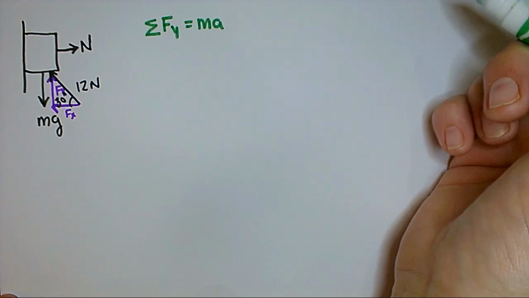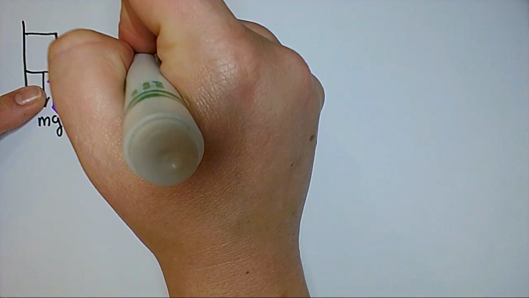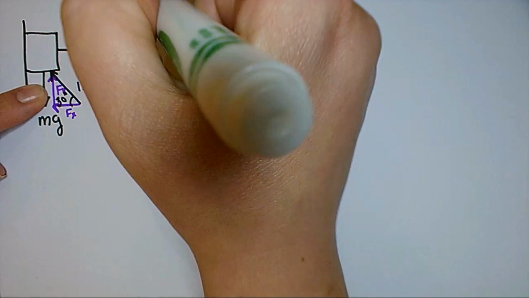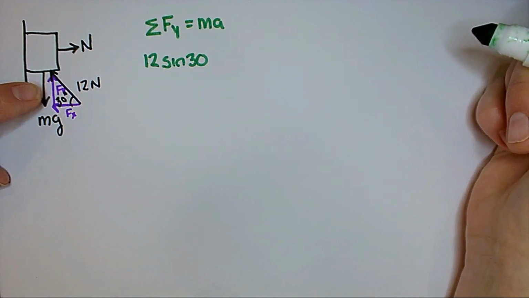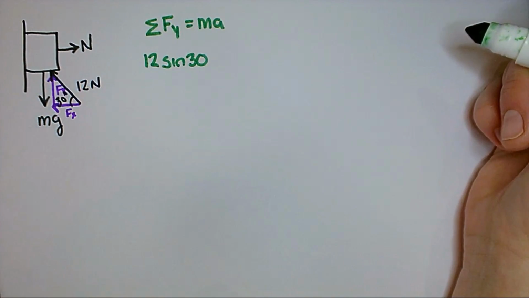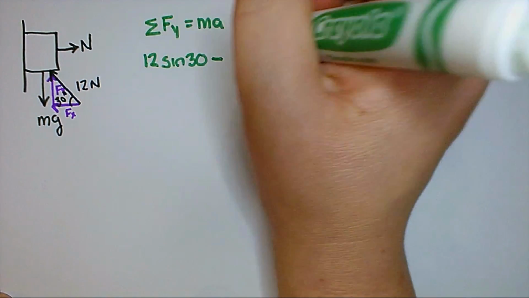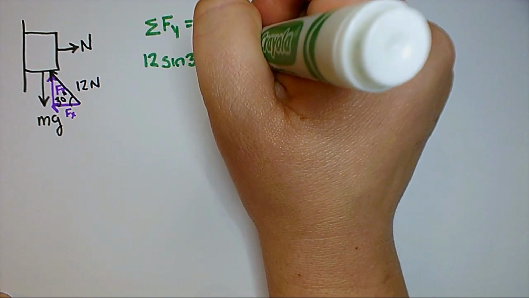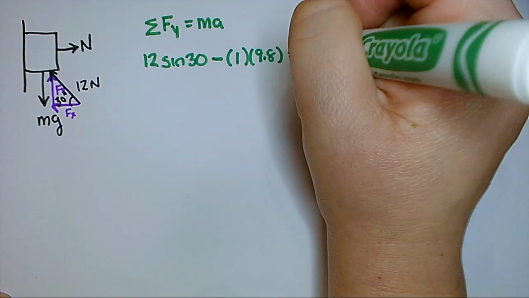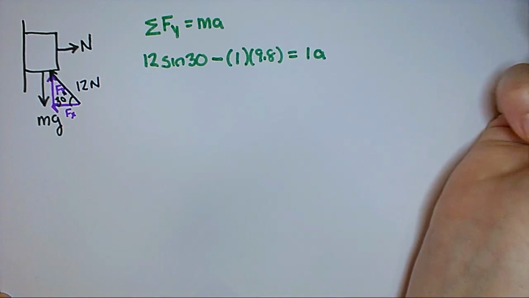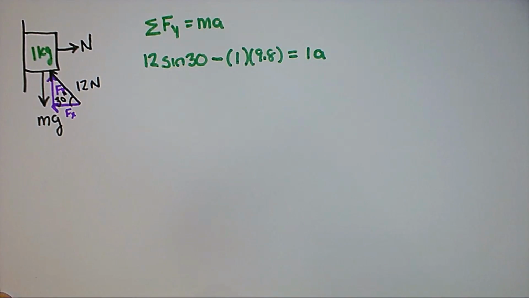So we do the forces up minus the forces down. So this Fy is going to be 12 newtons times the sine of 30, because that is the opposite side of that right triangle there. That force is upward, and then we have mg downward. Mass is 1 kilogram times 9.8, and that will equal ma. We usually write the mass here on the block, so I'll add that.